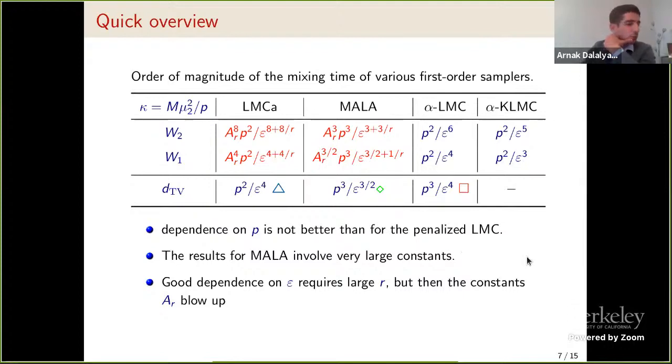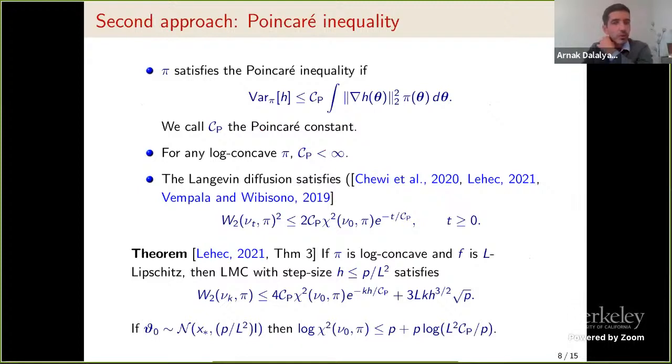Okay, let me now talk about the second approach, which is based on the Poincaré inequality. I recall here that a density function pi satisfies the Poincaré inequality if such an inequality is satisfied for every function h which is locally Lipschitz and square integrable.